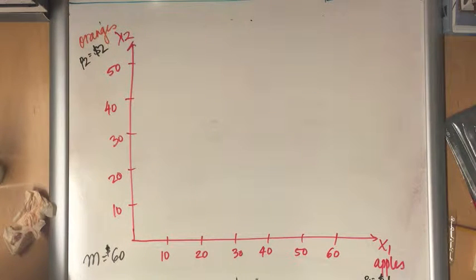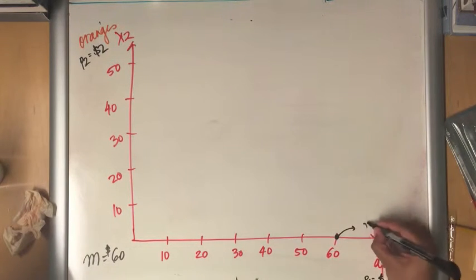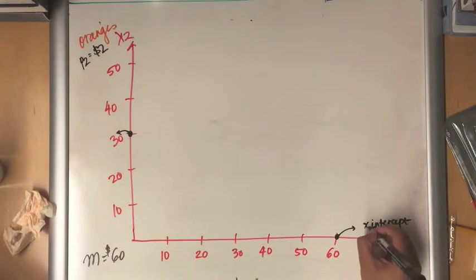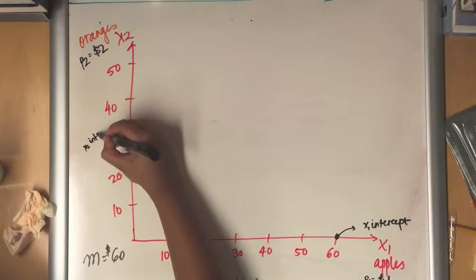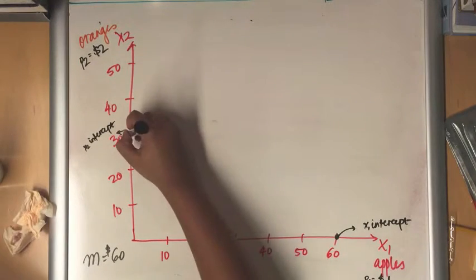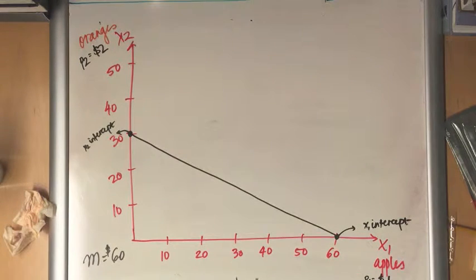The next step is to find your intercepts. For more details on this, take a look at the first video in our series. Here, your x-intercept will be 60 and your y-intercept will be 30. Connect these 2 points and make sure that this line will not move.